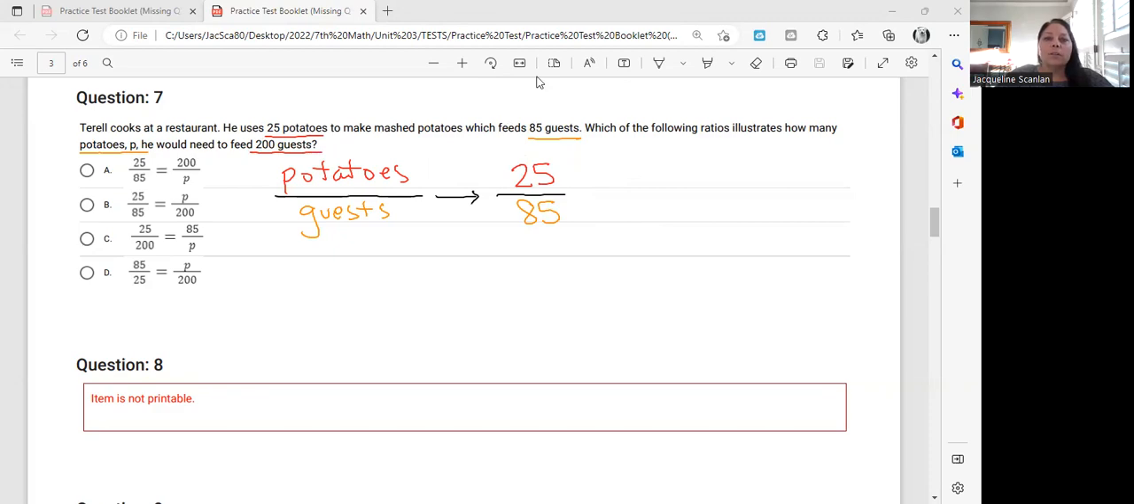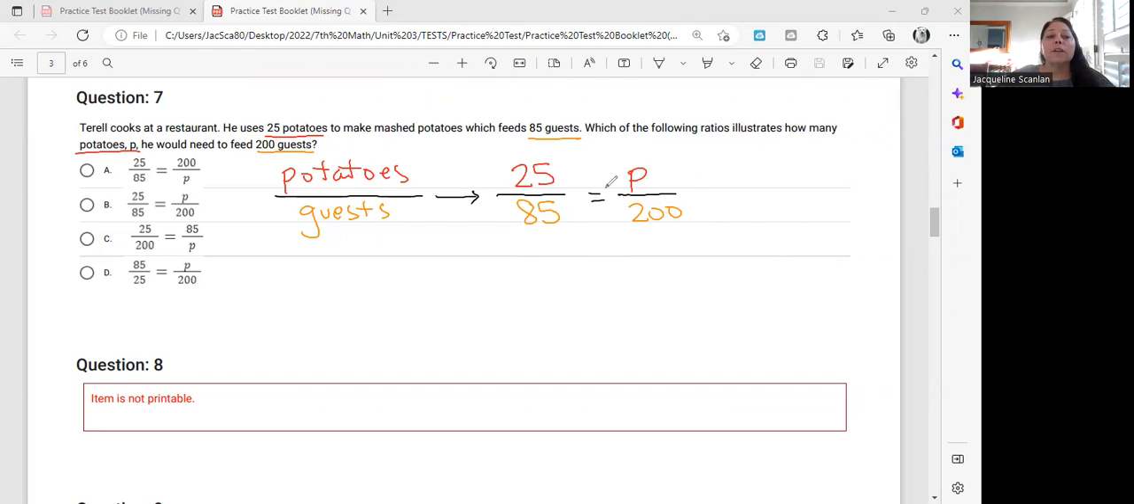All right, so if I'm color coding, I did that completely backwards. Did anybody else notice that? My color coding was completely wrong. Okay, so my potatoes are supposed to be red. I apologize. And my guests are supposed to be orange. So he would have P potatoes out of 200 guests. All right, so this is the proportion that I initially created.